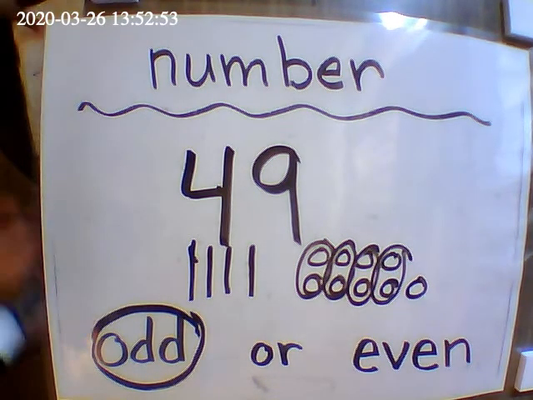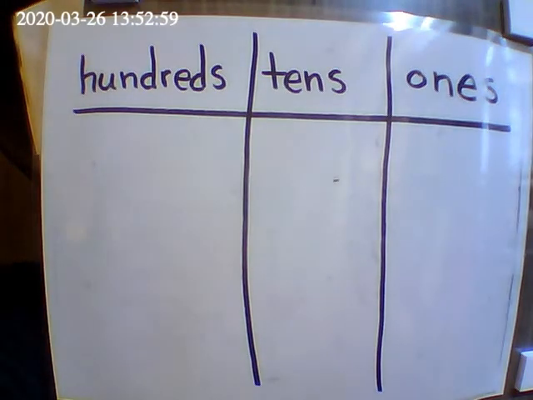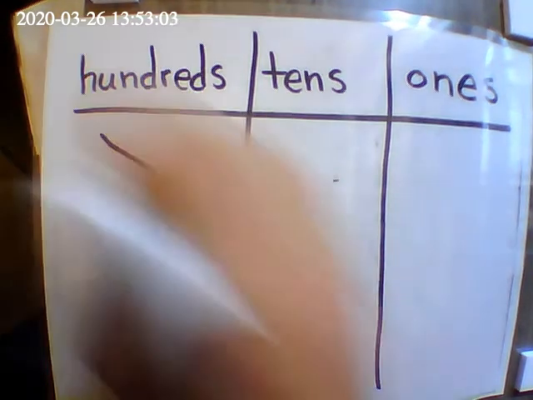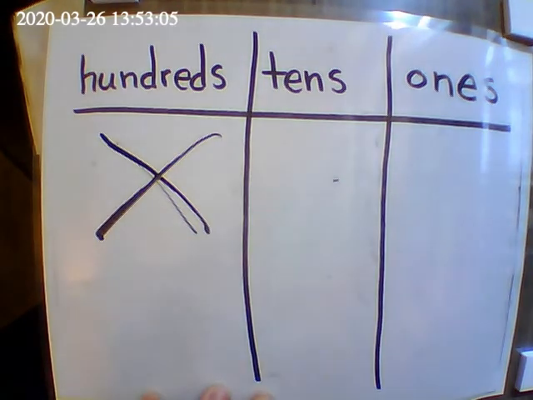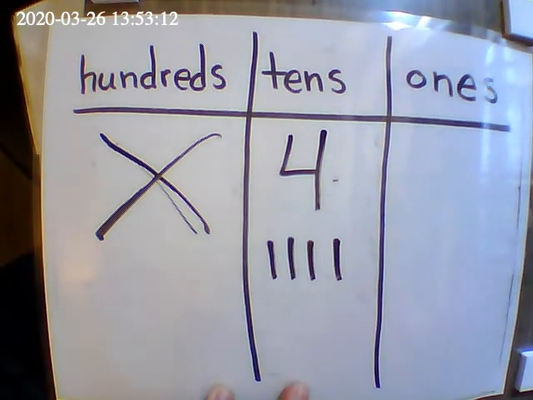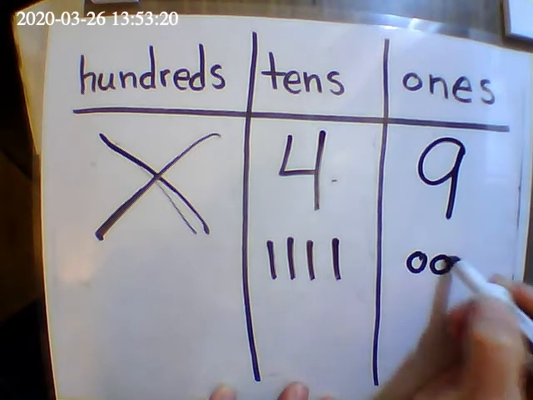So using the number 49, we're going to move on into our hundreds, tens, and ones. How many hundreds are in the number 49? We have 0, so we're just going to put an X. And how many tens are in 49? We said 4 tens. How many ones are in the number 49? 9 ones.